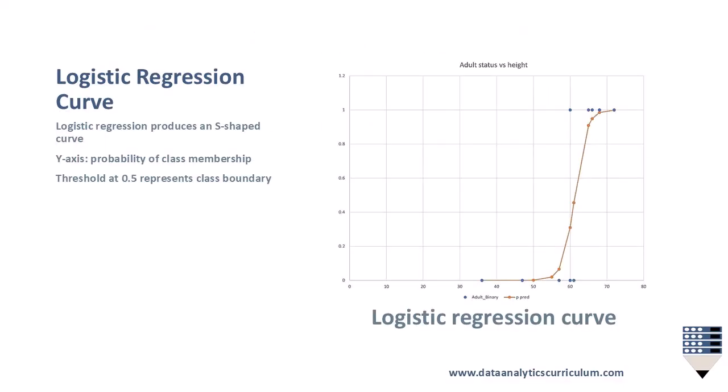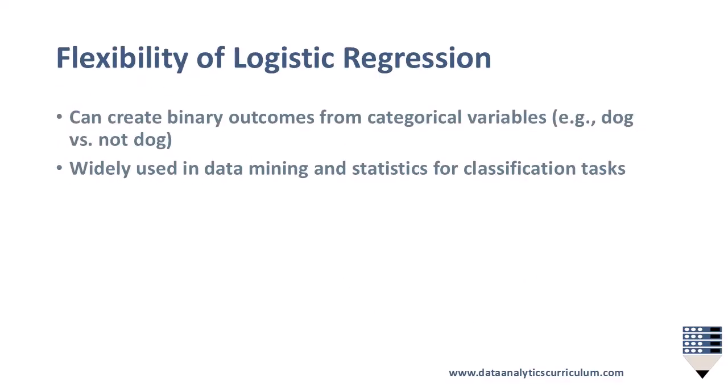The logistic regression curve. The logistic regression curve has that distinctive S-shape. The y-axis represents the predicted probability, and the 0.5 point on that curve marks the boundary between the two classes. It's flexible enough to fit many types of binary data, which is why logistic regression is so widely used in data mining and statistics.